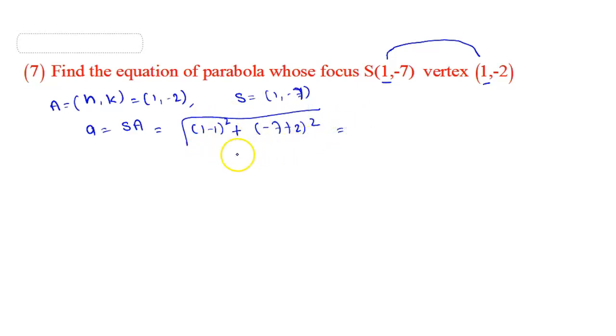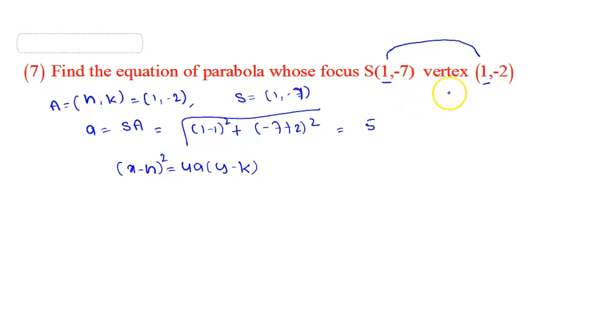So 1 minus 1 is 0, minus 7 plus 2 is 5, minus 5 square is 25, again square root will get cancelled, 5. So here the x term is the same, in the sense the x position is the same. So here I am writing the formula for a parabola parallel to the y-axis. The formula is (x minus h) whole square is equal to 4a into (y minus k).